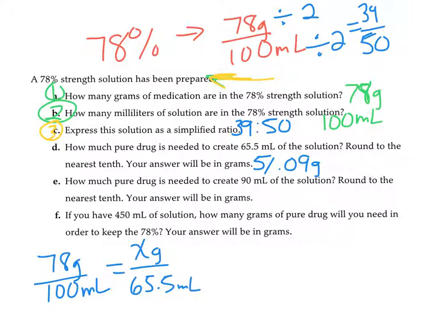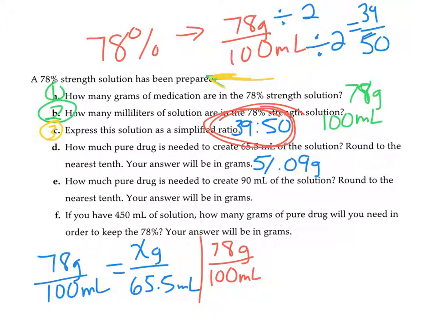Letter E said, how much pure drug is needed to now create 90 milliliters? So I'm going to write this one here in red. Once again, our known is 78 grams to 100 milliliters. And guys, you can also use the simplified ratio here if you want to. 78 to 100 is the exact same thing as 39 to 50.